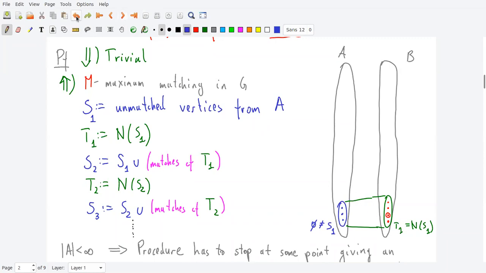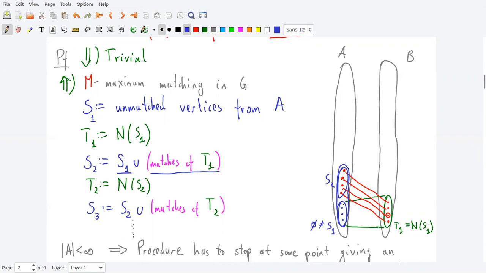So I can draw in red the matching edges, the edges that match vertices of T1, and here are some new vertices that are the matches of T1. Yeah. So let's incorporate them to S, and let this be S2. S2 is S1 plus all the matches of T1. Okay. So now let's look at S2, and let's try to apply this again.